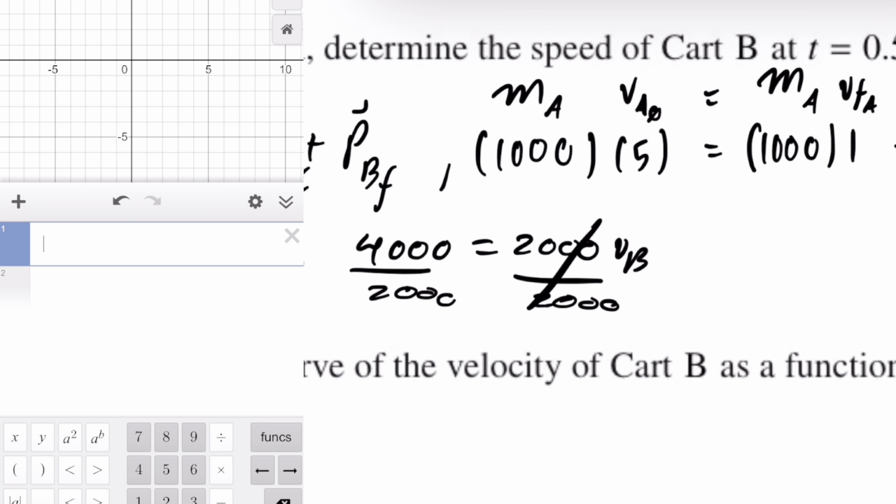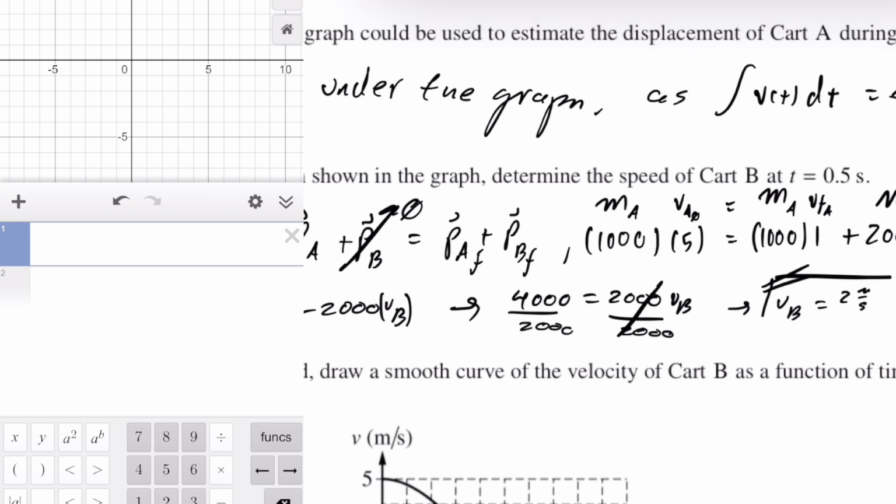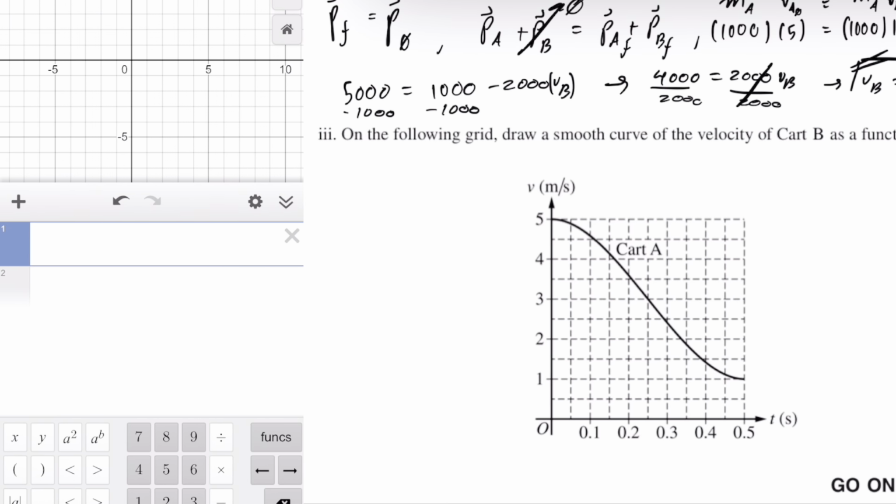And that will cancel. 4,000 divided by 2,000 is 2, so VB equals 2 meters per second. There's my final answer. Done. That's the speed.